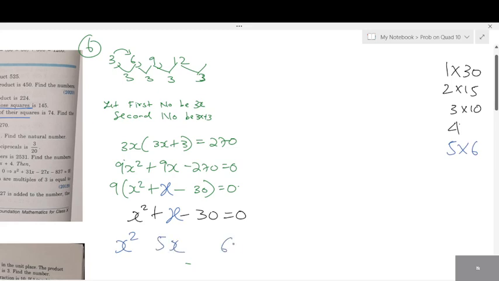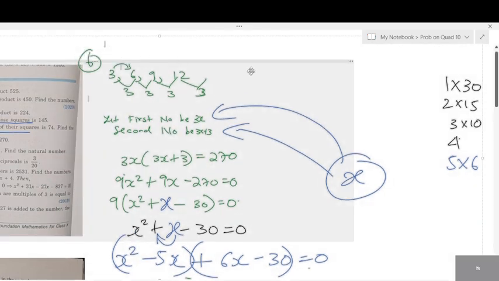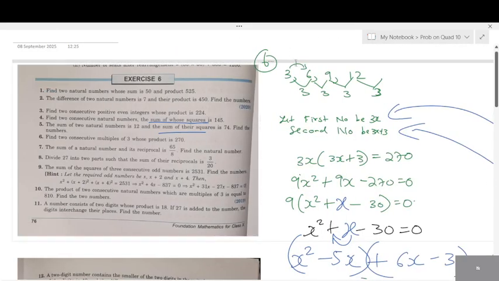x square plus 6x minus 5x minus 30 is equals to 0. Before x, plus is given. Put that plus to the greater number, minus 5x. Factorize this. You will get the answer. Whatever value you get for x, substitute here to get the two numbers. So x can be positive or negative. Fine. Completed. Any doubts? Next question.